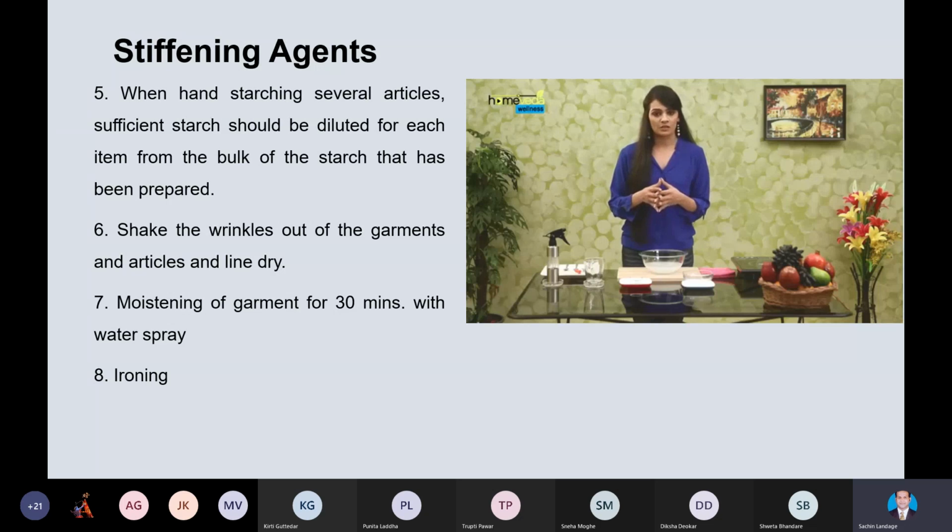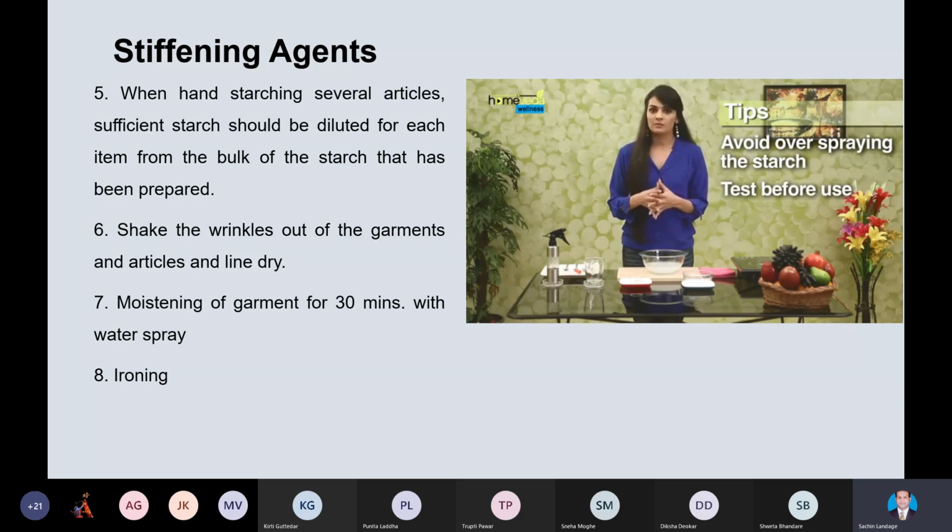Starching clothes actually makes them last longer because dirt and perspiration sticks to the starch and not to the fabric. Avoid overspraying as it may cause marks to appear on the clothes. Finally, always test the spray before using it on kids' wear. Some kids may be allergic to the ingredients of the spray.